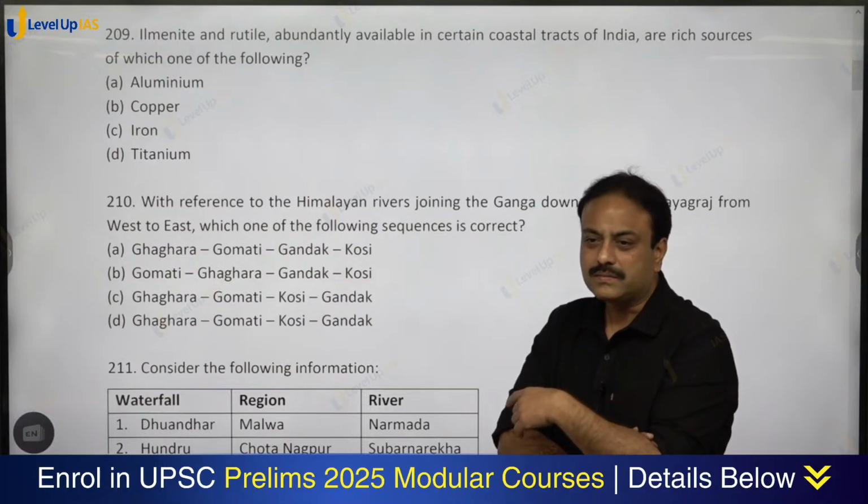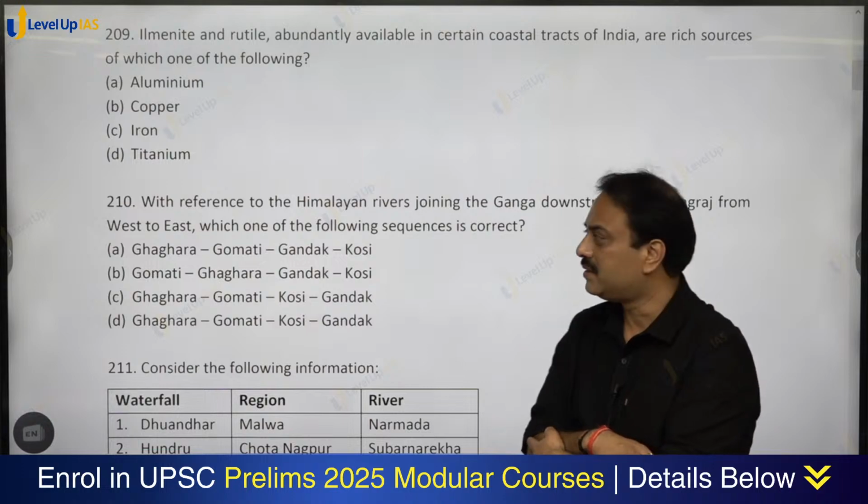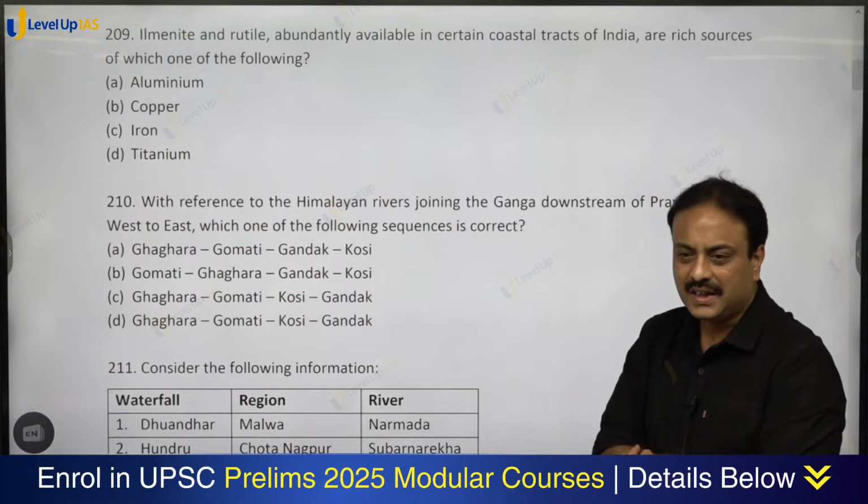Copper, it is something like copra. I'm not sure on that. So here the answer is titanium.